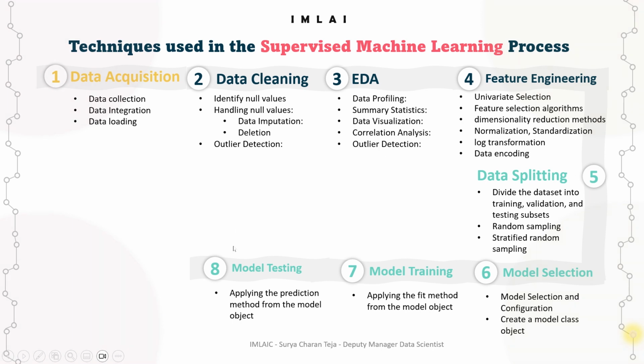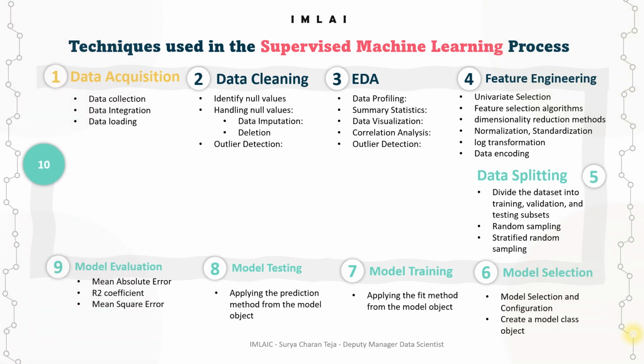By comparing these two values, y_pred and y_test, you can gauge the performance of the model, and that's step 9, which is model evaluation. Model evaluation could be mean absolute error, R square coefficient, or mean squared error. Here it will take the y_pred, the predicted values from the model testing step, and then y_test, the test values, which is kept at 20% or 30% of the data set.